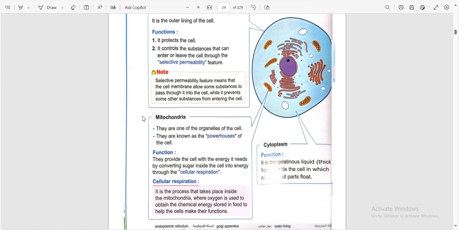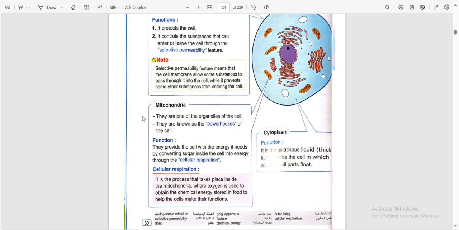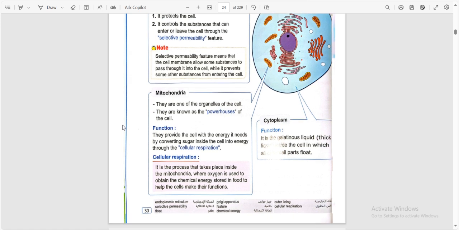Good. The second important organelle is the cytoplasm, which is the thick gelatinous liquid inside of the cell, and all other organelles float in the cytoplasm. Good.